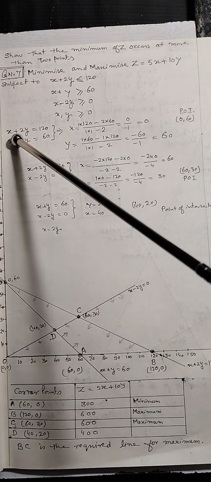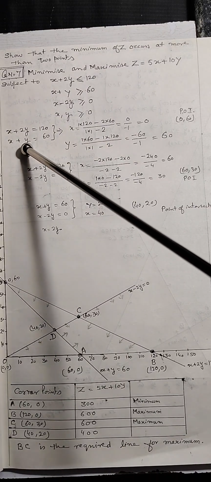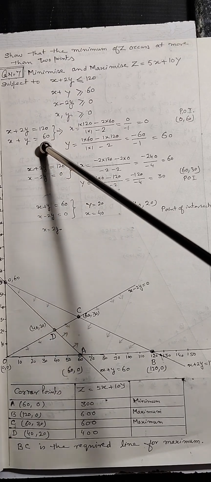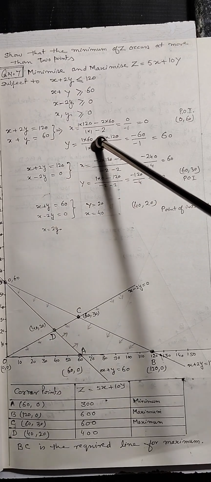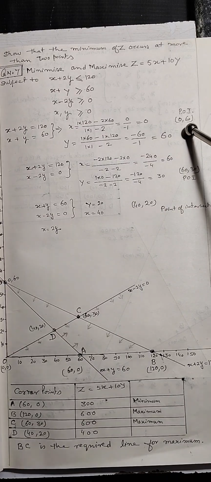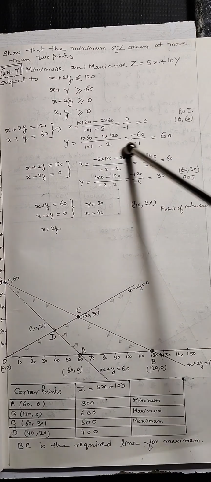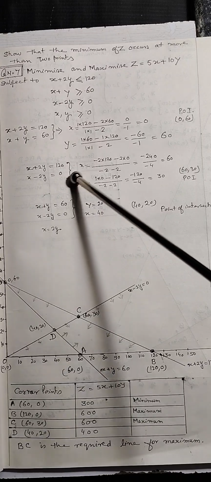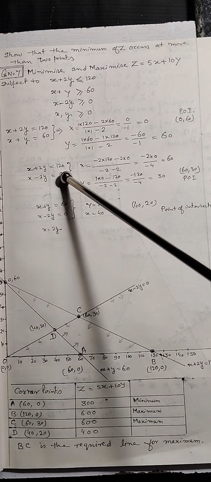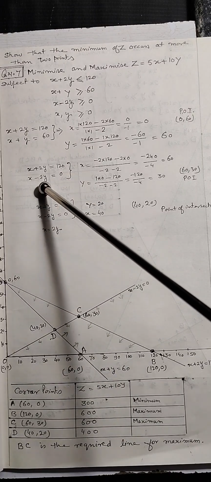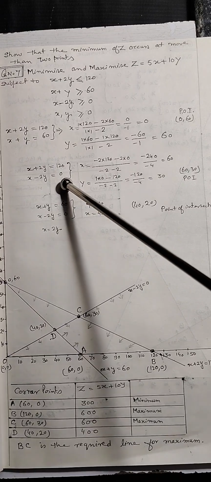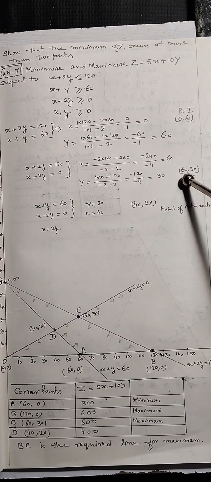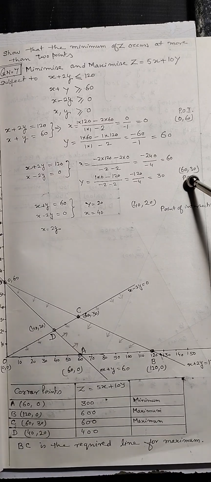So first of all, we solve x plus 2y is equal to 120 and x plus y is equal to 60. The point of intersection you will get here will be 0, 60. Solve the values of x and y, it's a simple equation. x plus 2y is equal to 120 and x minus 2y is equal to 0. Here if you solve, you will get 60 and 30, that is the point of intersection.